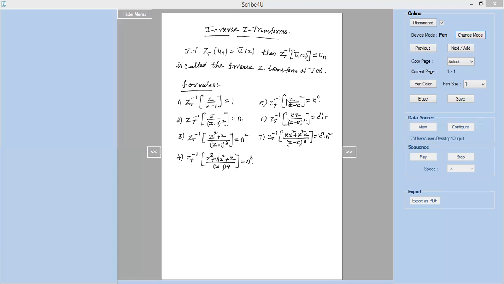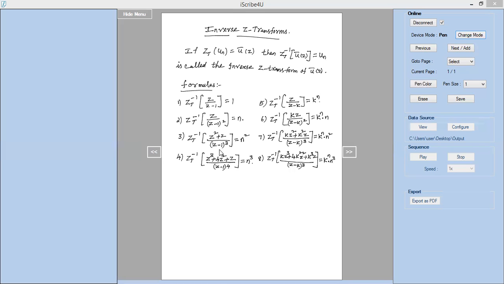Next one: Z inverse of kz cube plus 4k square z square plus k cube z divided by z minus k whole cube equals k power n into n cube. These are the formulas. Already we derived them in the Z transform, and that only we are taking here in the inverse Z transforms.